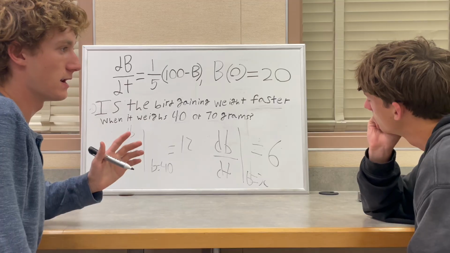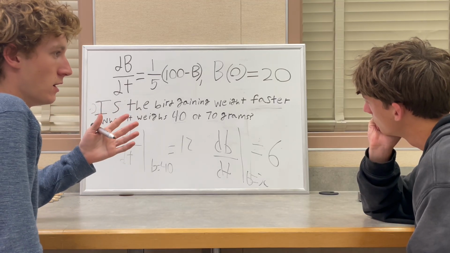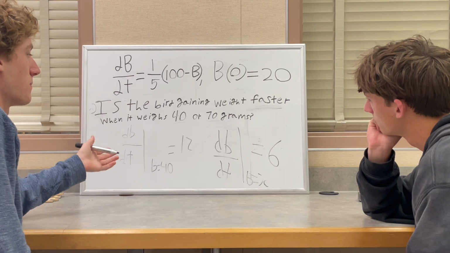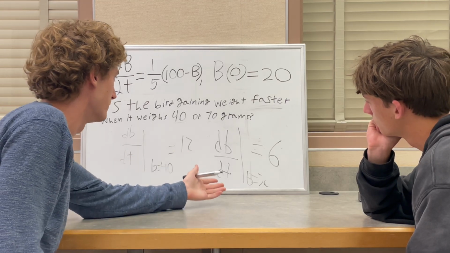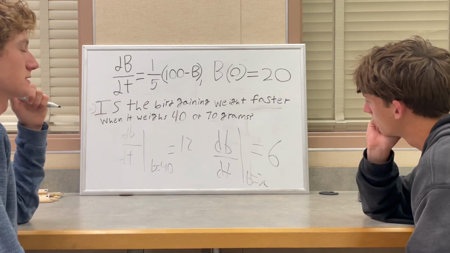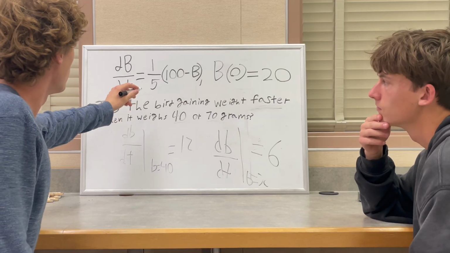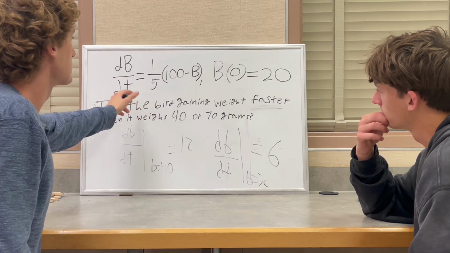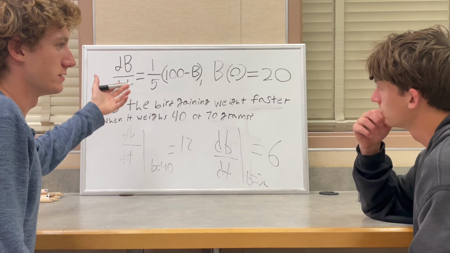Additionally, there's another way to solve this conceptually. Of course, for scoring reasons, you have to use these two values and compare the rate at 40 grams and 70 grams. But you can also think about this conceptually. This equation, and how logistic growth really works, is that this is the slope of the graph of b of t. Obviously, it's the derivative.